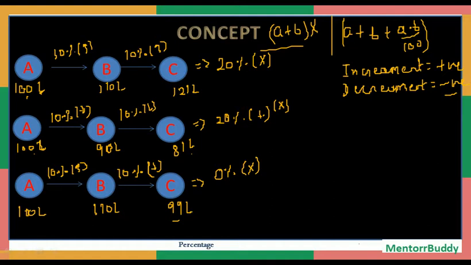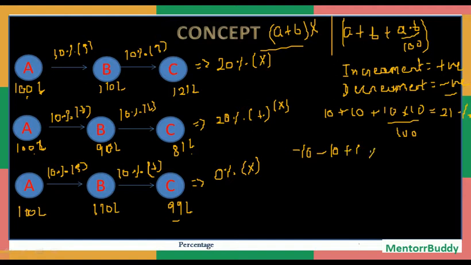Now clubbing two 10% increments, that becomes 10 plus 10 plus 10 into 10 upon 100, which equals 21%. On a 100 lakh property, an increment of 21% will be 121 lakh. That is correct. Or we club two 10% decrements. Now this will be minus 10 minus 10 plus 10 into 10 upon 100. That will be minus 20 plus 1, which is minus 19, implying a 19% decrement.